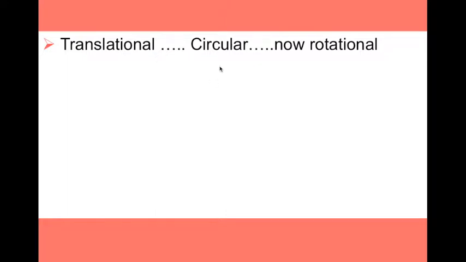Just in Chapter 7, we did circular motion. So to have anything going in a curved path or a complete circle, you know you need a net force toward the center. Now for torque, we're talking about rotational. So this would be something spinning, rolling.